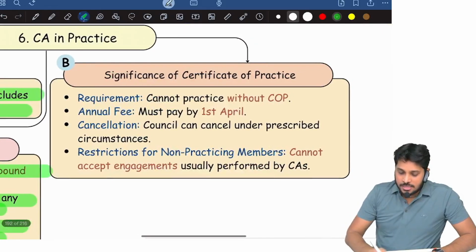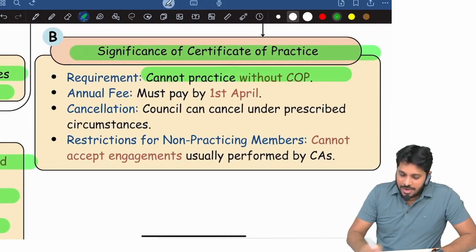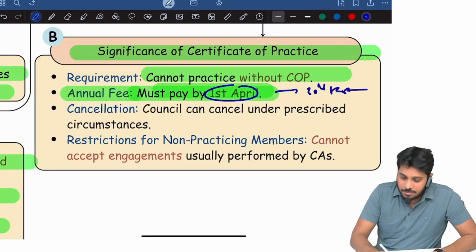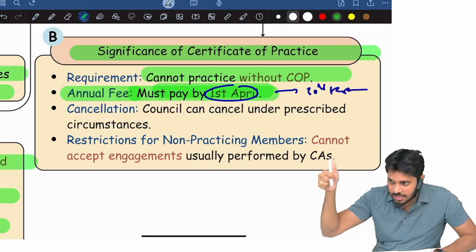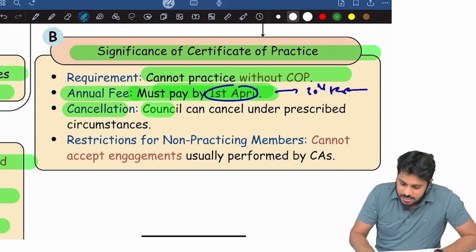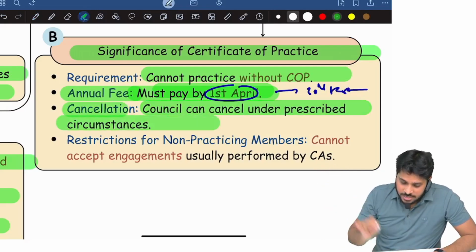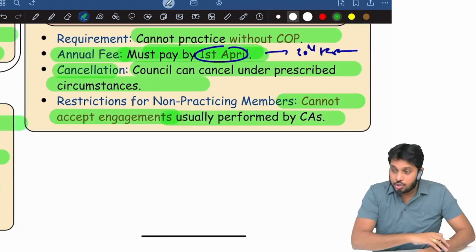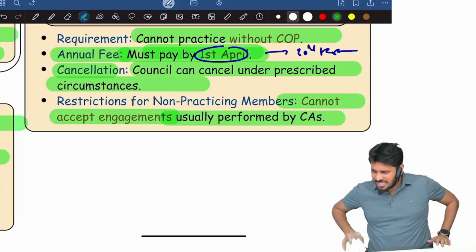Next, significance of COP. You cannot practice without COP. You must pay the annual fee by 1st April. Though they say it is 1st April, it is actually 30th September. The due date is 30th September. Then cancellation: the Council can cancel under prescribed circumstances, and you cannot accept engagements which are usually performed by a CA. That is the significance of COP.